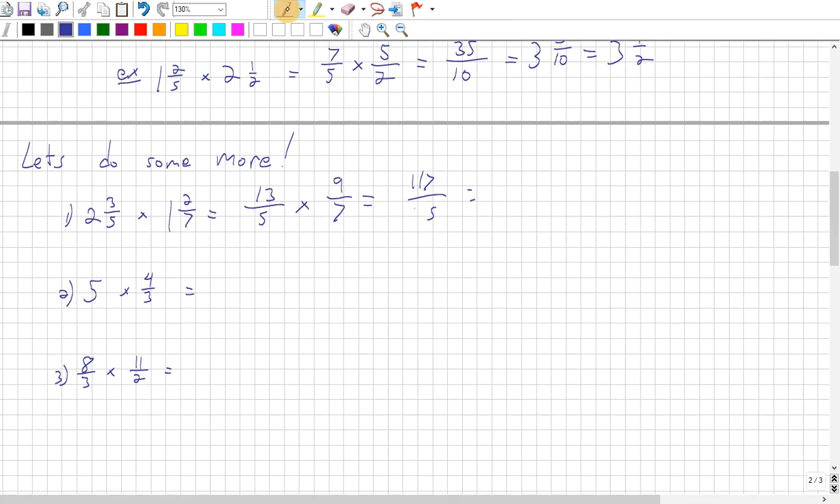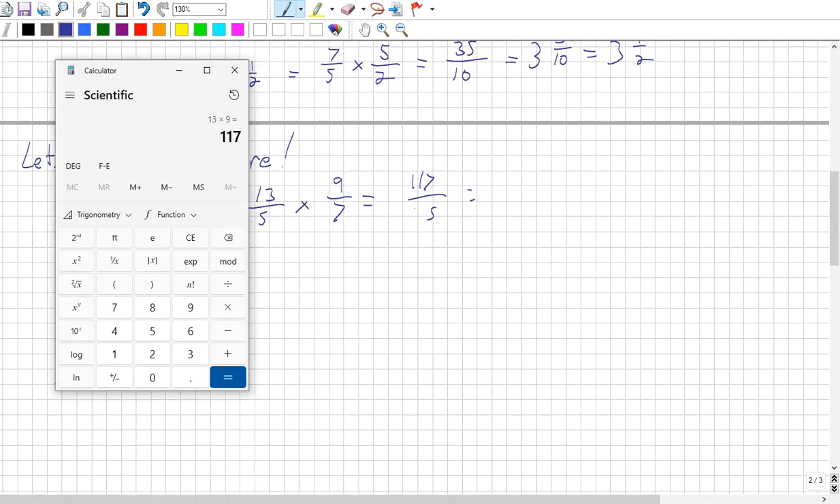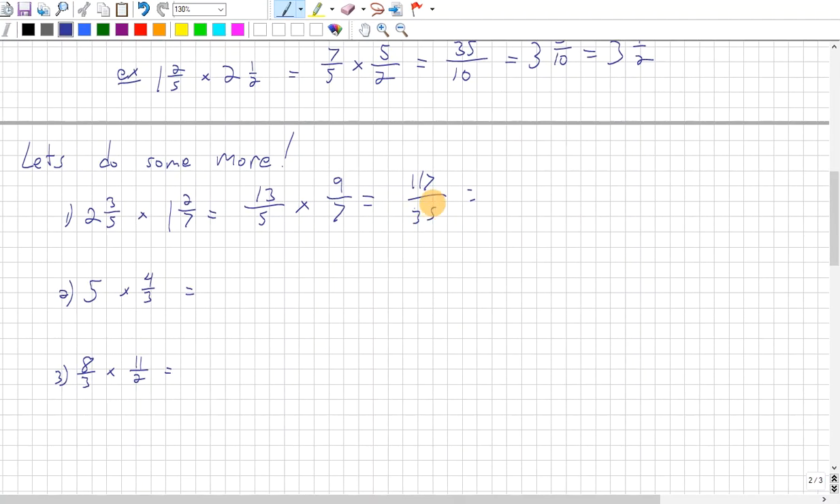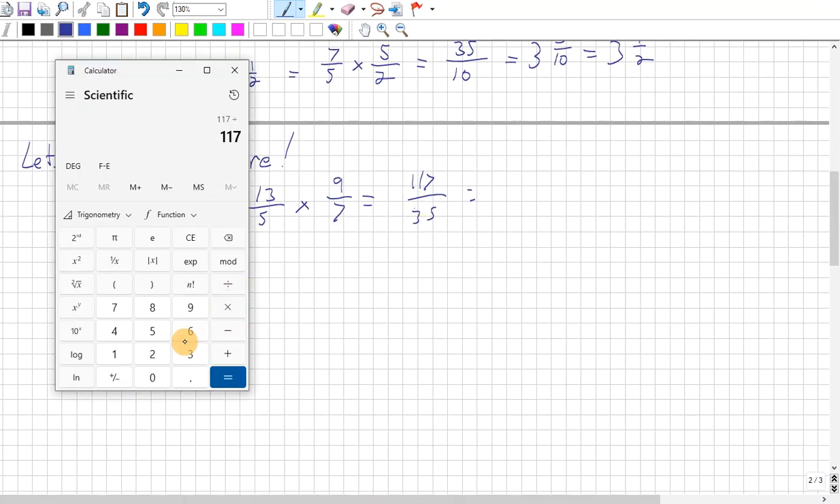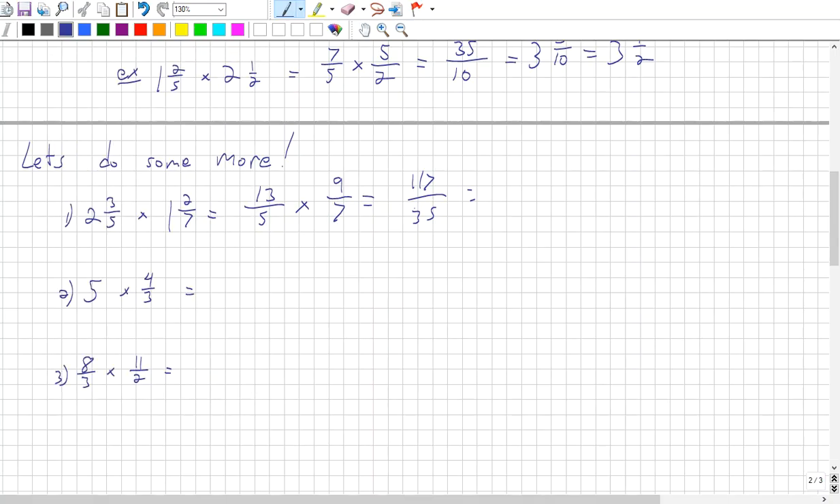And again, just to check to see how many times the bottom goes in, which is 35. So divide that by 35 to see. I end up getting 3. So 35 times 3 is 105. And of course, 117 minus 105 is 12. So I'm left with 12 over 35.